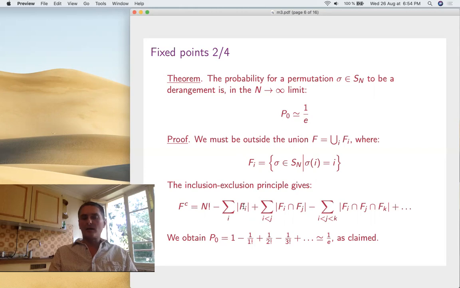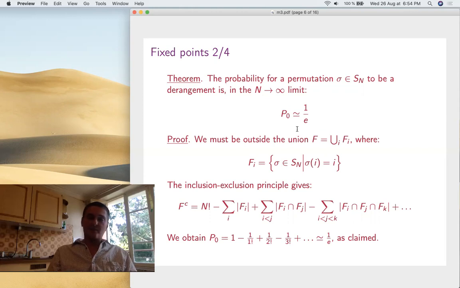We get 1. Now here what do we get? Each Fi is a permutation of the n minus 1 things which are left. So (n minus 1) factorial times n, because there are n sets, makes it n factorial over n factorial. It's 1, then 1 over 2 factorial, and so on. I mean, you get these factorials here. And that's the series of 1/e. So that's your conclusion. When n goes to infinity, it's 1/e.